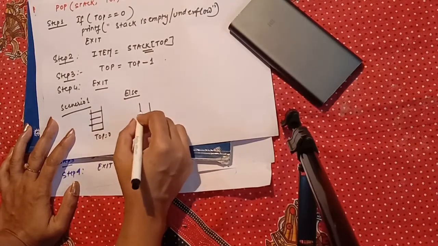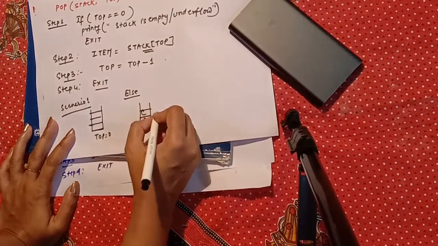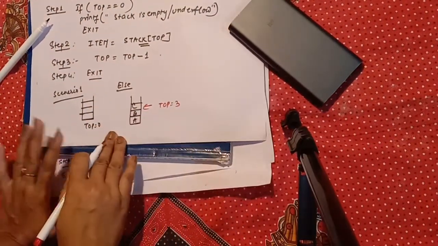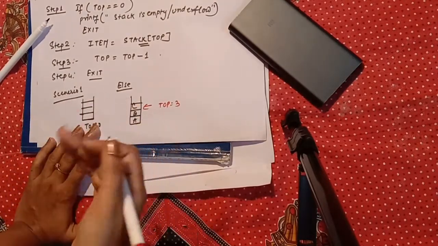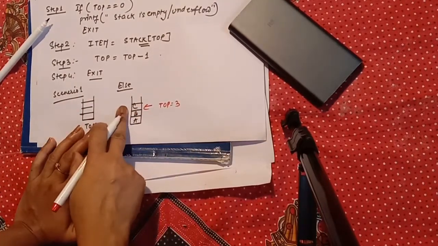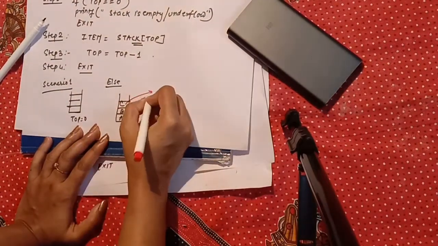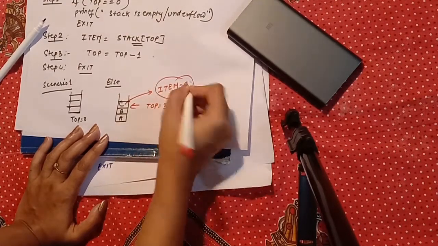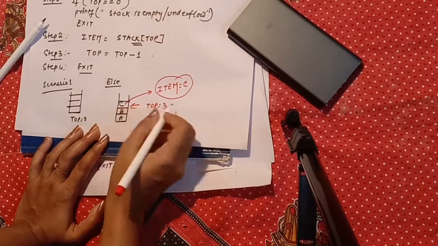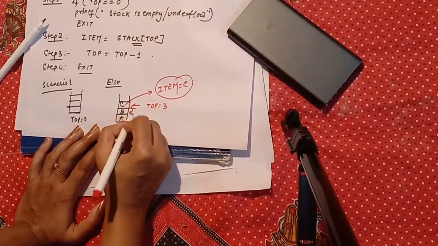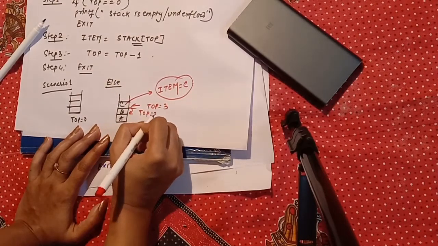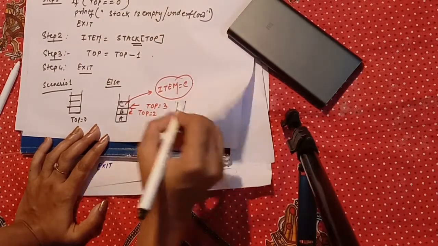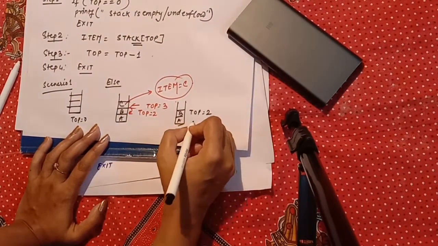Suppose we have elements A, B and C, and this is the top value, that is top equals 3. We always know that to remove or delete any element, the top value of the stack will be removed first. So we will remove C and store it in the variable item. So the value of item is now C. After removing C from position 3, we have to decrease the value of top to 2. Now the stack will look like this, A and B, and the top will be pointing here, top equals 2.